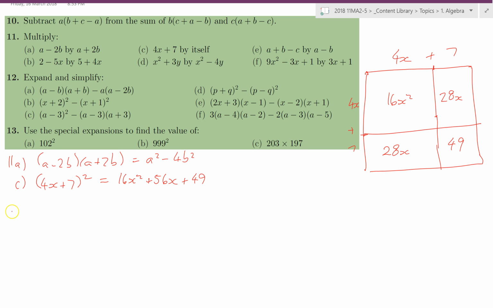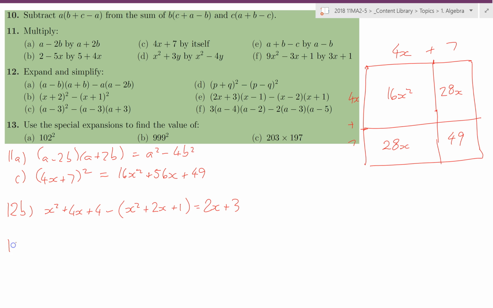Let's have a look at 12b, a good reminder, because you need to be good at these special expansions. I'm not even going to write the question out. I'm going to do that expansion as we go along. x squared plus 4x plus 4 minus, I'm going to put brackets here, x squared plus 2x plus 1. Now we've got x squared minus x squared, so no x squareds. I have 4x minus 2x is 2x. And I have 4 minus 1 gives me 3. That's not so painful.